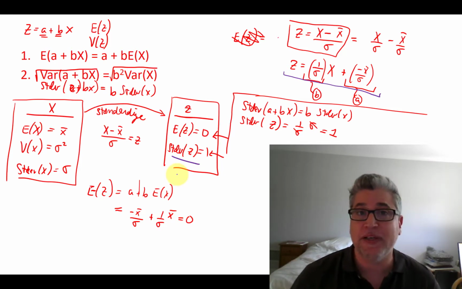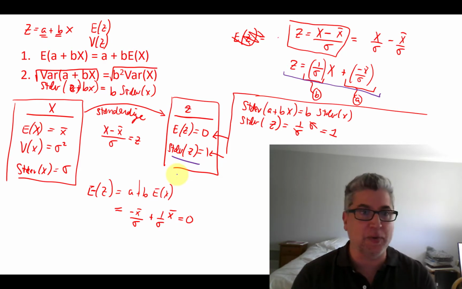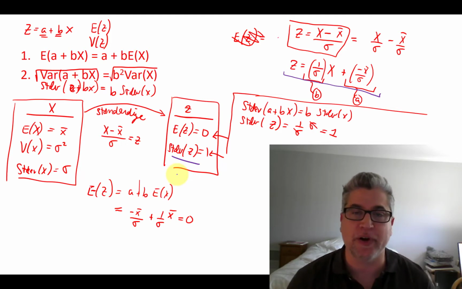We're going to keep talking about the effects of linear transformations and linear combinations now of random variables, like what happens when you add and subtract random variables.